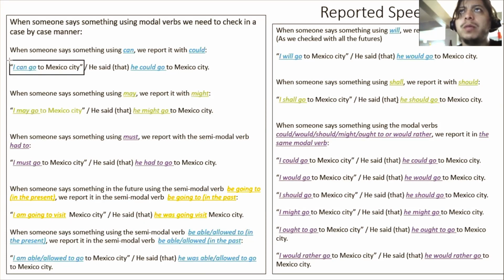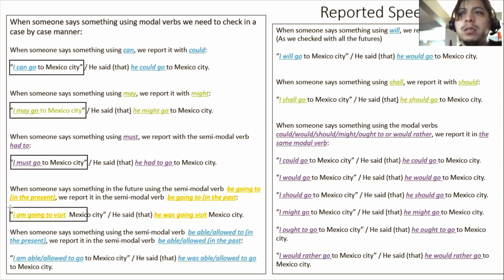I can go to Mexico City. Okay, this is using a modal verb. I may go to Mexico City. Okay, again, you have a modal verb. I must go to Mexico City. You have a modal verb. Okay, then you have I am going to visit Mexico City. This is a semi-modal verb for the future.